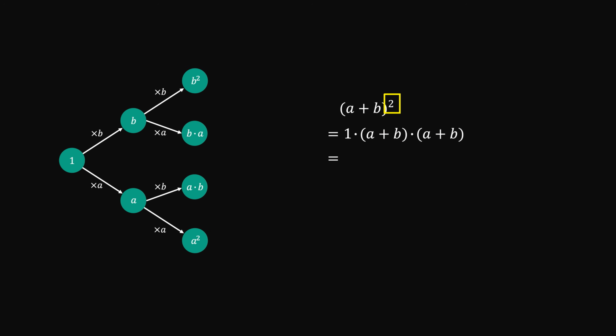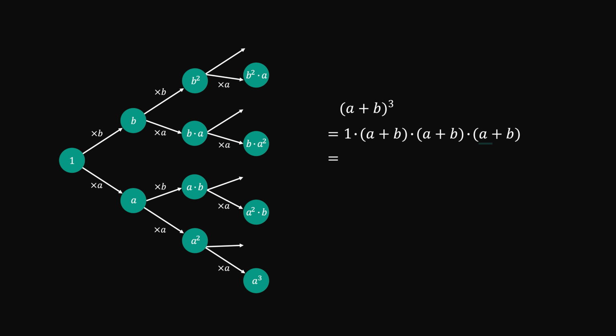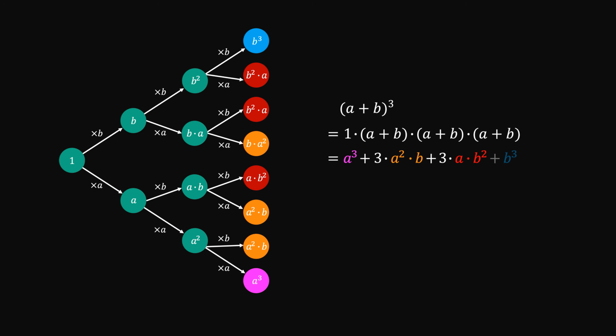Now, if we add another layer of multiplication, now each node branches into 2 again, times A, times B. Then aggregate the terms. This is what we get.